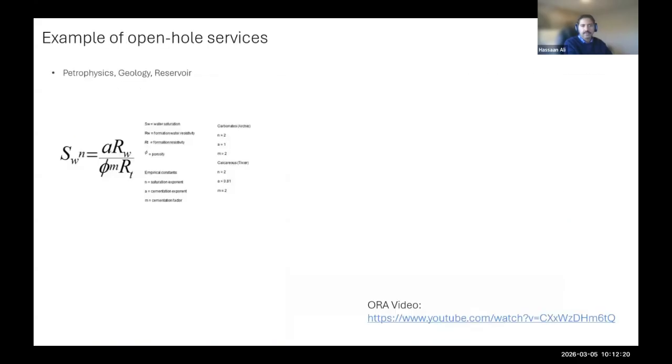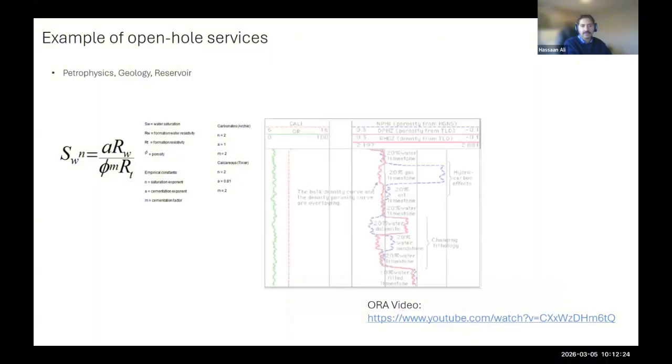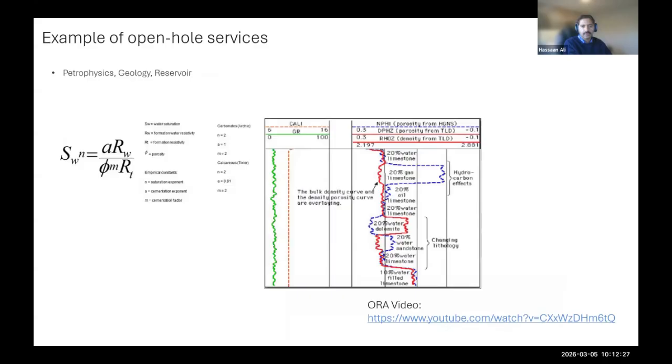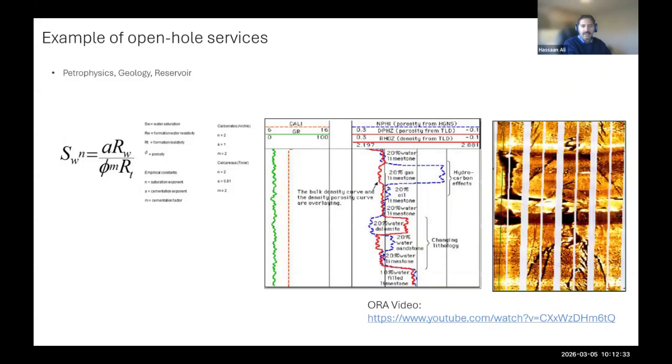Examples of open hole services are essentially related to petrophysics, geology, and reservoir. You are doing all those what we call wireline logs, and you are essentially trying to figure out, you are making a picture of what is happening downhole, right? What downhole actually looks like by using different type of, you are using electrical resistivity, you are using magnetic resonance, you are using nuclear tools, you are using acoustic tools, and you are trying to make that picture.